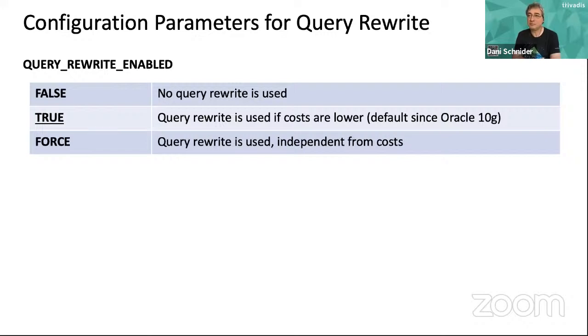But the typical case is that the materialized view is used then. Force means the materialized view is used in all cases, even if the costs are higher. And false means the feature is disabled. That's what we don't want here in this session.